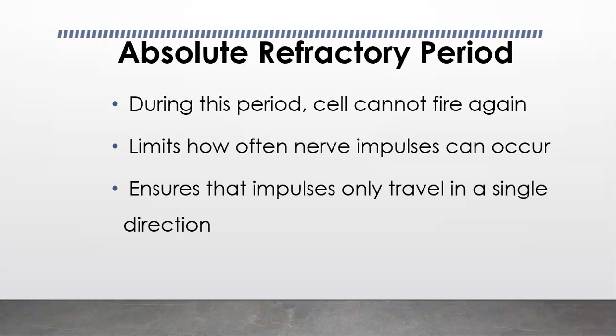But what this does is it ensures that impulses only travel in a single direction. In other words, it makes sure that we don't have potassium flowing into the cell or sodium flowing out of the cell, because that's not the way it's supposed to work. It also makes sure that the action potential goes from the soma to the axon terminals and not the other way around. So we only want the action potential traveling down the axon, not up the axon. Without the refractory period, the action potential could travel both ways, and we don't want that.